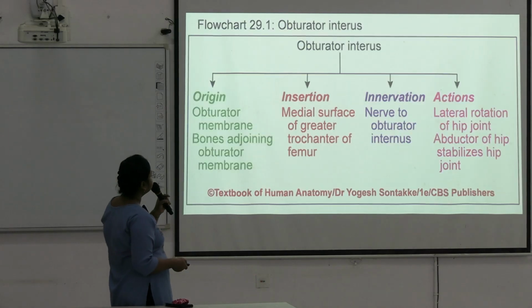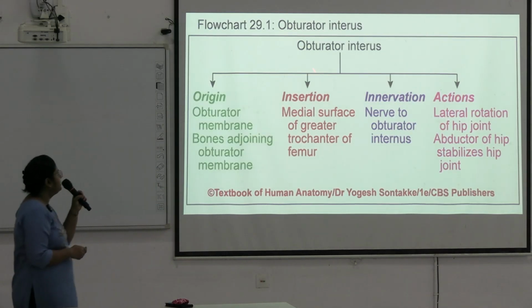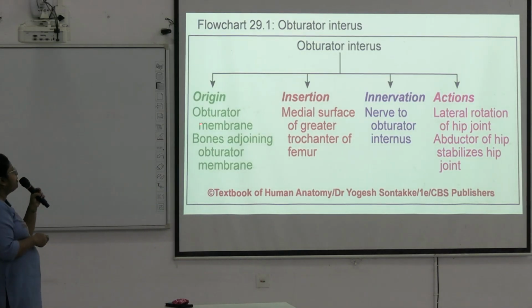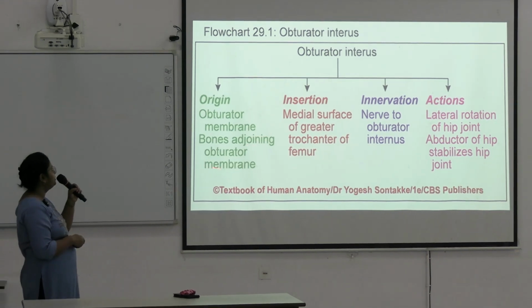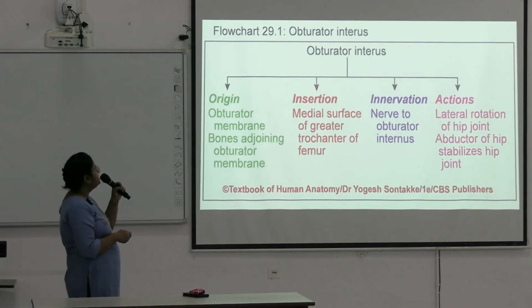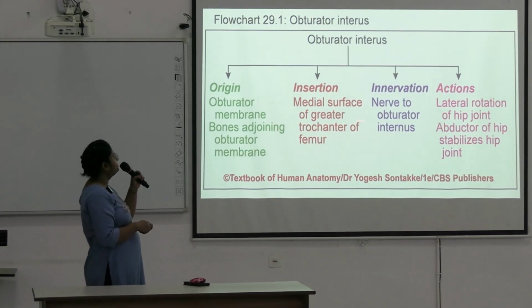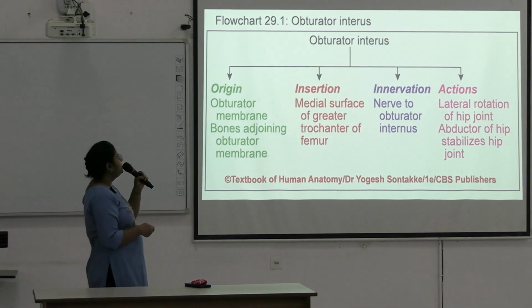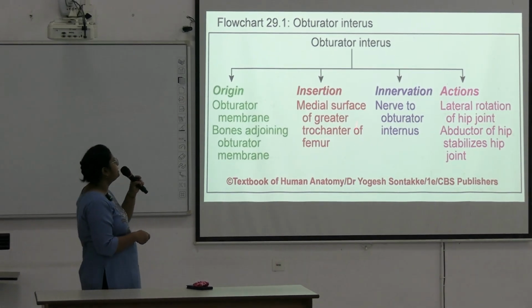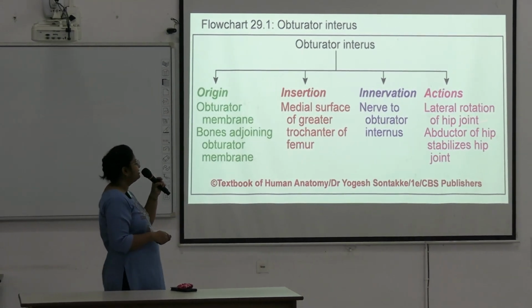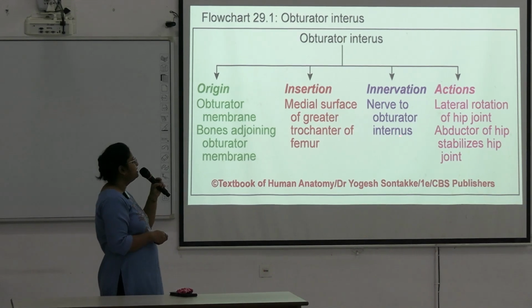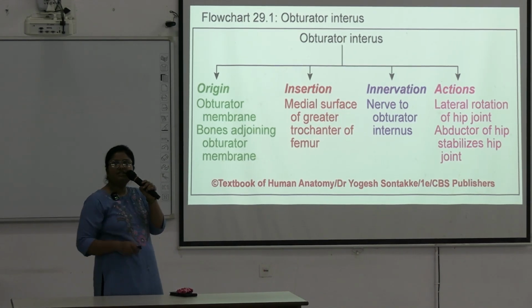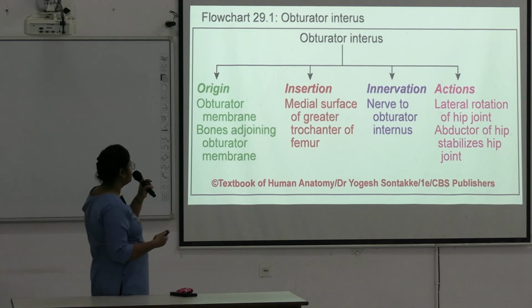Next, so obturator internus origin is from the obturator membrane and bones adjoining the obturator membrane, insertion into the medial surface of the greater trochanter of femur. Innervation is by nerve to obturator internus, and action is lateral rotation of the hip joint, abductor of the hip, and it stabilizes the hip joint. So these are the functions of obturator internus.